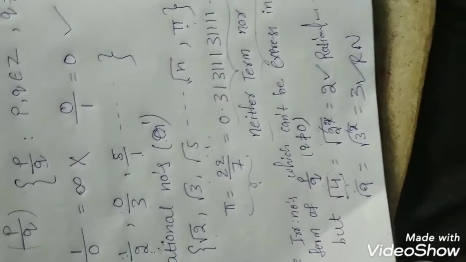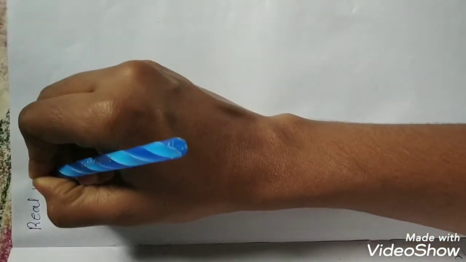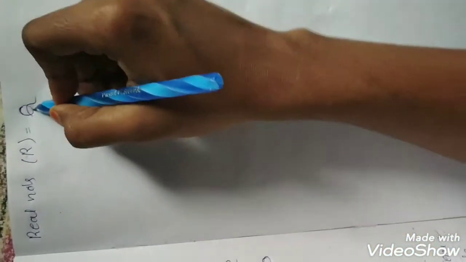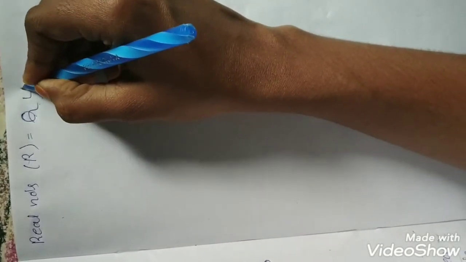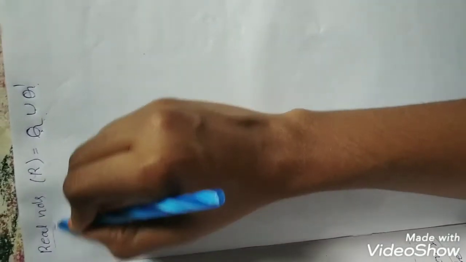Coming to the topic, that is real numbers. What are real numbers? Real numbers are the combination of rational numbers and irrational numbers. Q is denoted by rational numbers, as I already said. The combination of rational numbers and irrational numbers, that is called real numbers. I hope you understand.